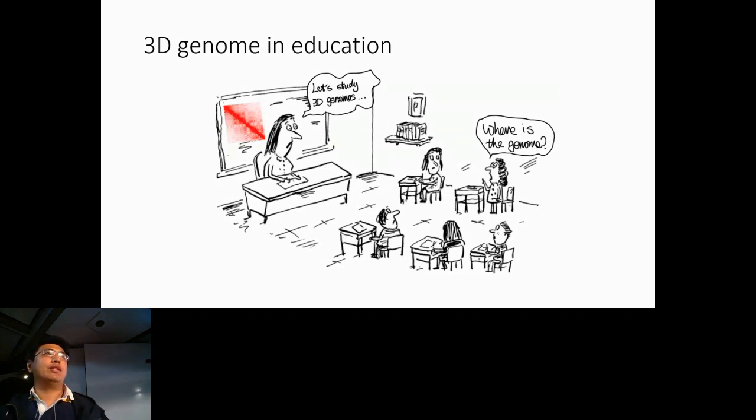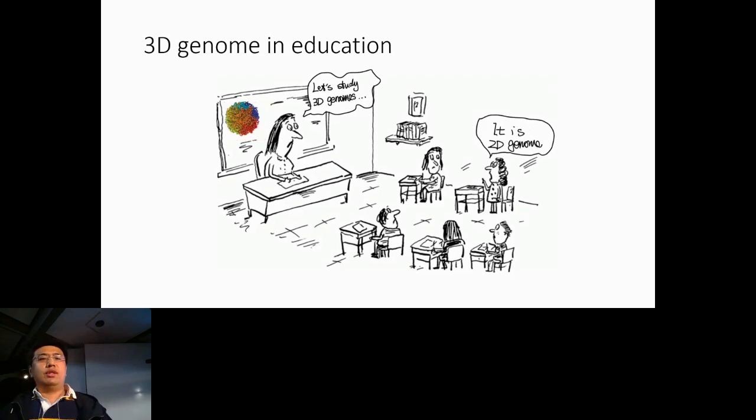If the teacher represents the genome with a contact map, there must be at least one student who asks, where is the genome? We don't have a genome, we only have a heat map. The teacher can choose to use the structures reconstructed from a Hi-C experiment to introduce the 3D genome. I believe in this way, most students will agree with the teacher that we are working on the 3D genome. But there may be, with a very low probability, a student who wants to challenge the teacher: it is a 2D genome instead of 3D.